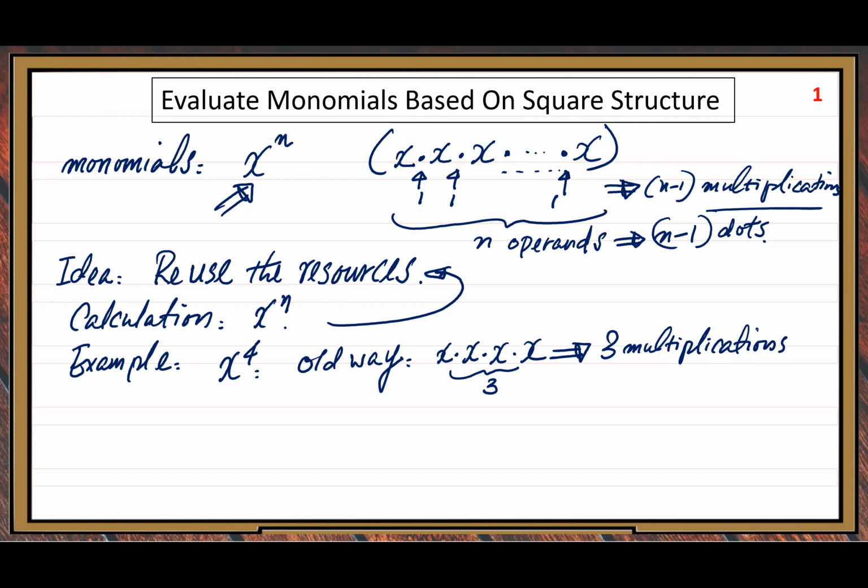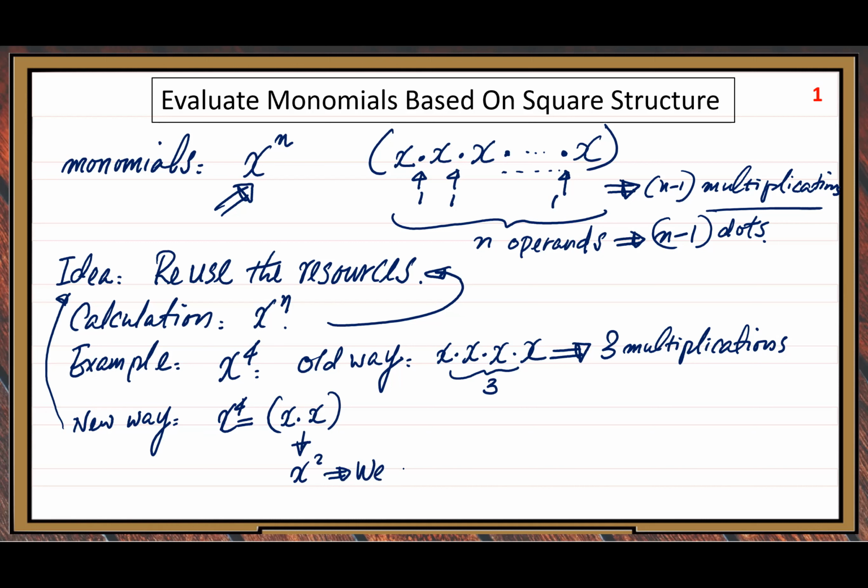Now the new way. We try to use this idea of reusing the resource. For x to the fourth, this time, x dot x, one multiplication, gives us the x squared term. We have the value.